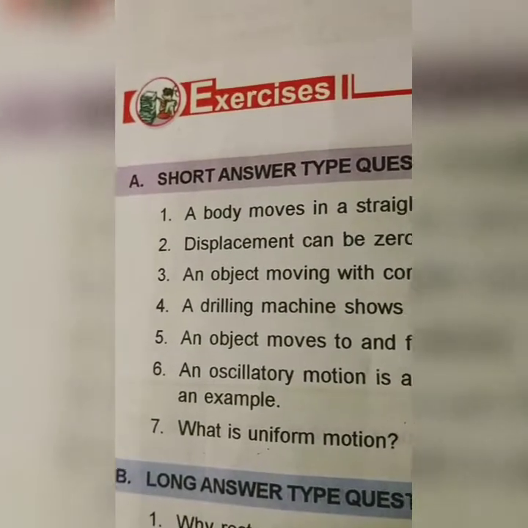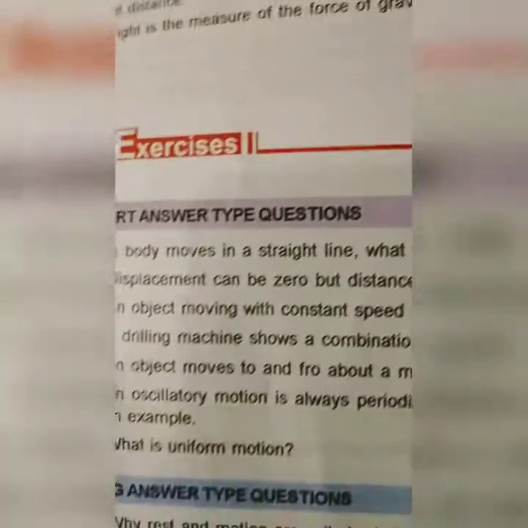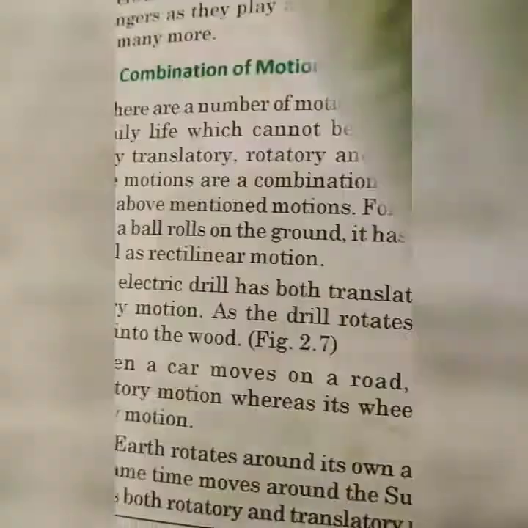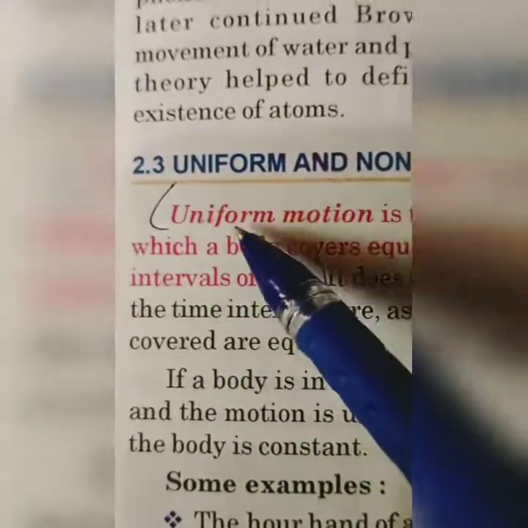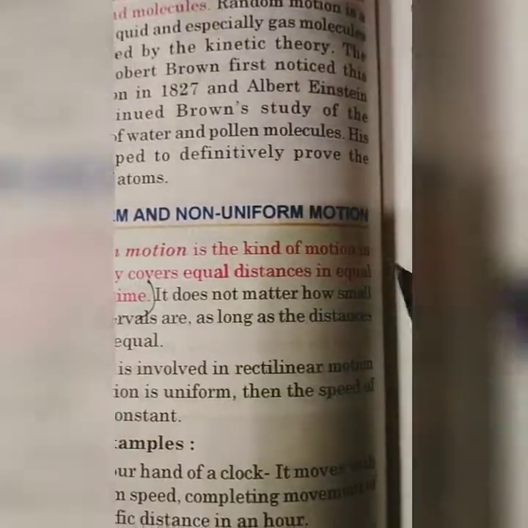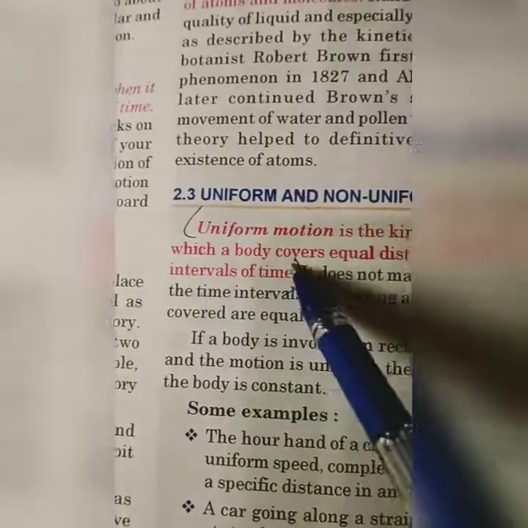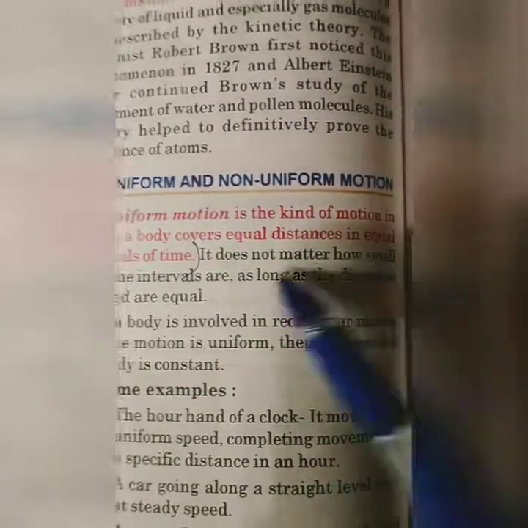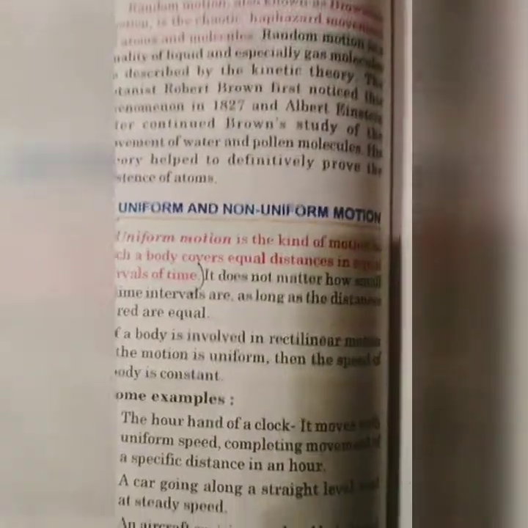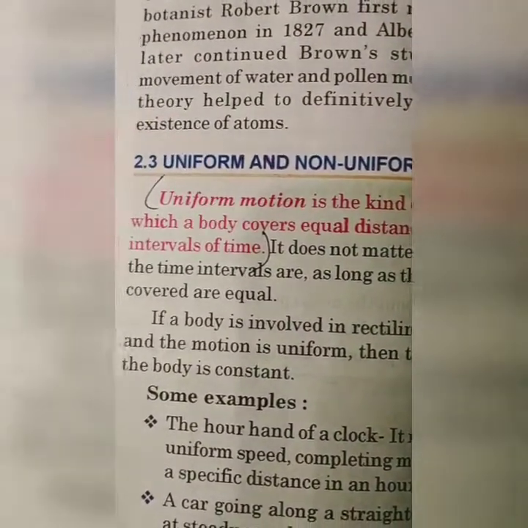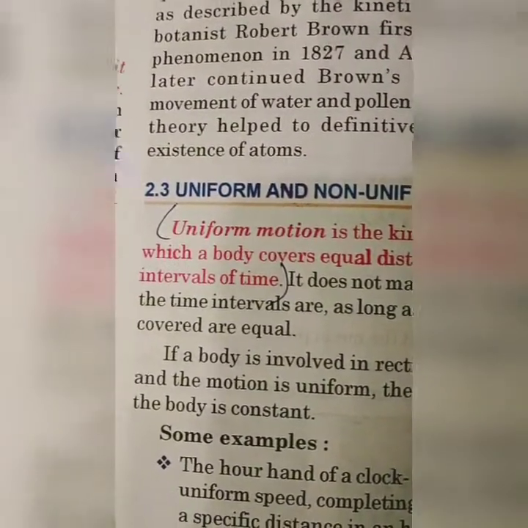Now what is the last one? Seventh: what is uniform motion? The definition is also given in your book. Here it is. Uniform motion is the kind of motion in which a body covers equal distances in equal intervals of time. So just write that and you can complete your short answers.